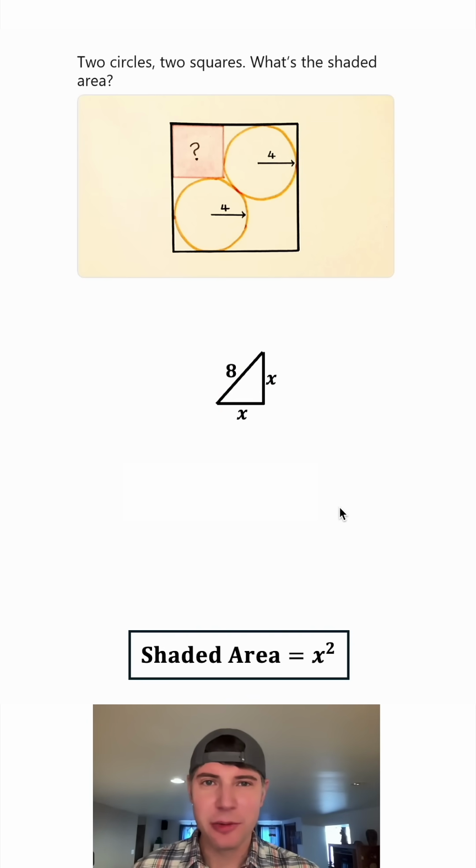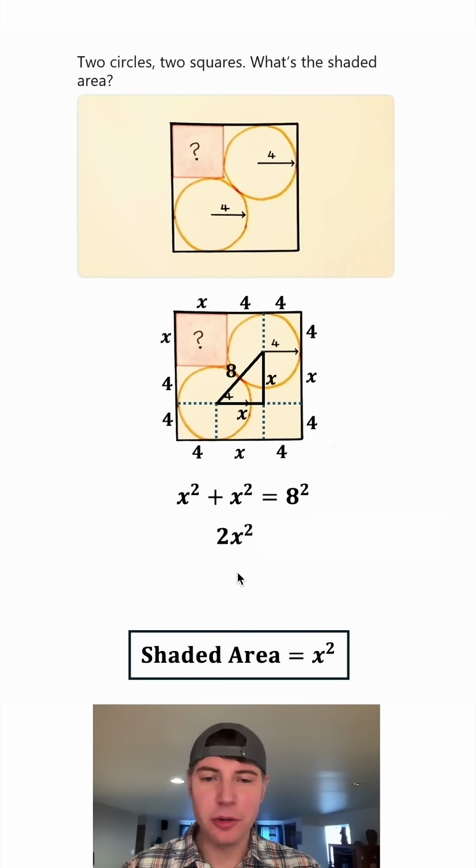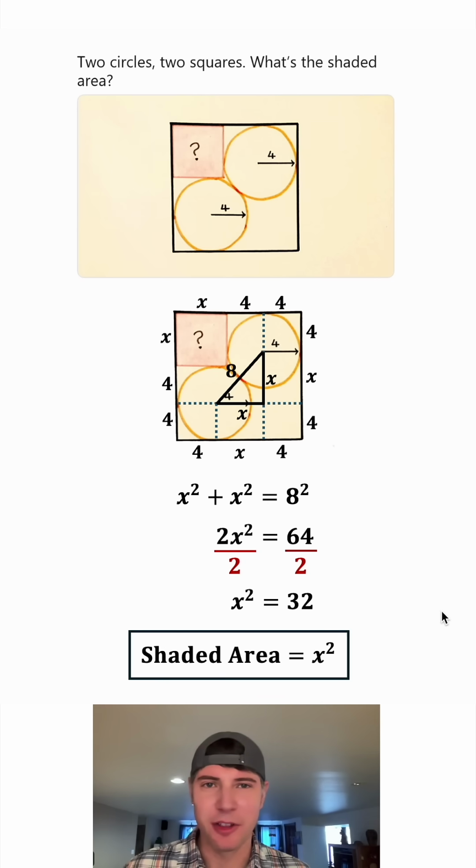It's a right triangle, so we can use the Pythagorean theorem. It'll be x squared plus x squared is equal to 8 squared. And if we bring everything back, x squared, that was the area of our shaded square. So all we have to do is solve for x squared. x squared plus x squared is 2x squared, and 8 squared is equal to 64. And after we divide both sides by 2, we get x squared is equal to 32. And x squared is what we were trying to solve for.